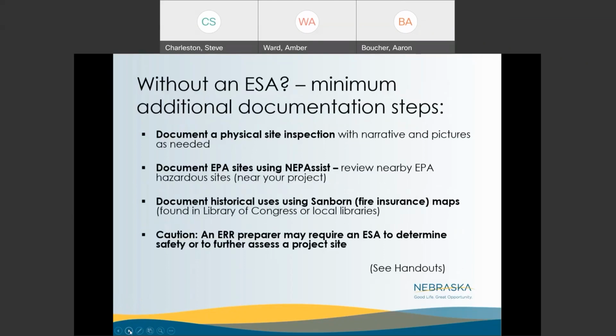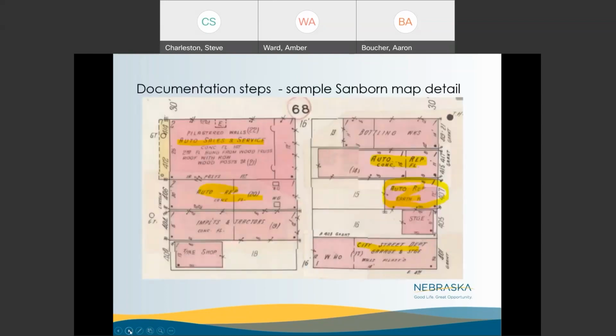Minimum steps, site inspection, EPA, historical, there's Sanborn fire insurance maps. So next. This is what a Sanborn fire insurance map looks like. And as you can tell, based on the property, and then if they're available, those are fairly aged back to when they produced those, but that can provide you some actual historical records besides what property owners may know of how that property was used prior. Next.